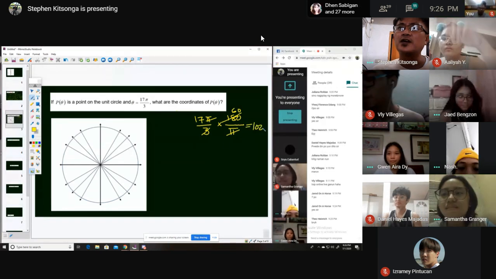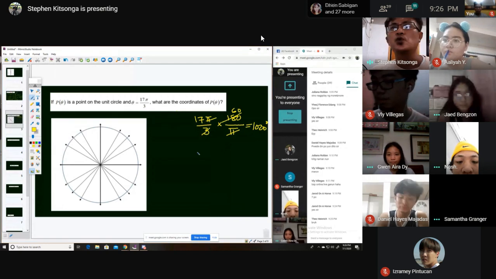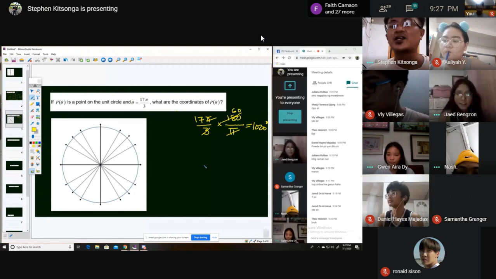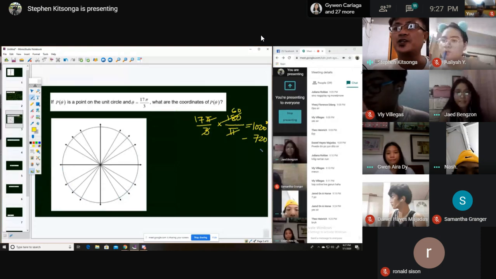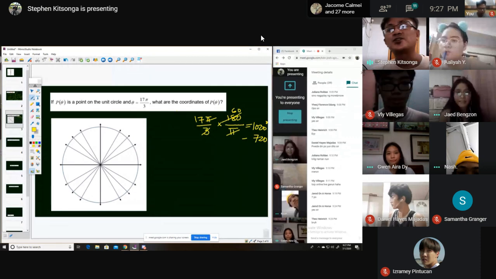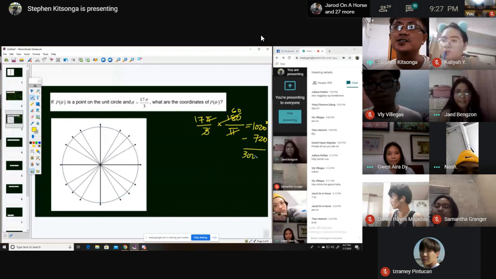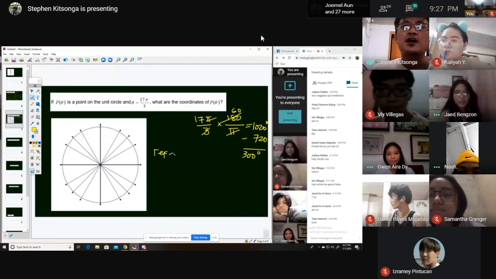I'm not used to reducing 17 pi over 3 in radians into the reference angle. I really convert it to degrees. So I subtract two complete revolutions, which is 720, because 360 is one complete turn. So this is 300 degrees. That's where the importance of reference angles and coterminal angles comes in.